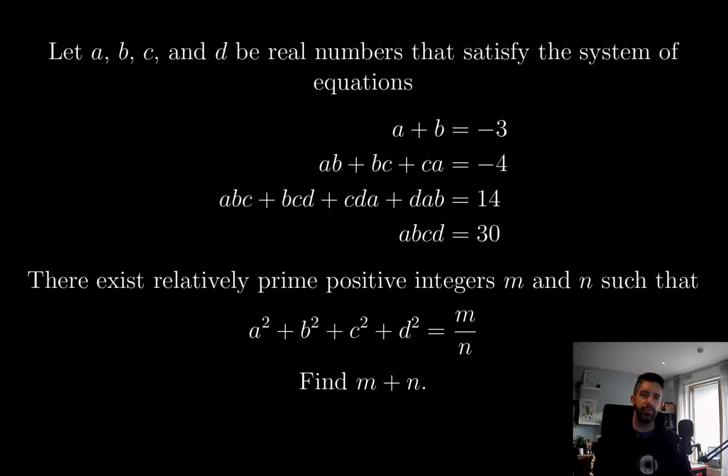Let A, B, C, and D be real numbers that satisfy the system of equations. Okay, this big, complicated system of equations. There exist relatively prime positive integers m and n such that a squared plus b squared plus c squared plus d squared equals m over n. Find m plus n. Okay.